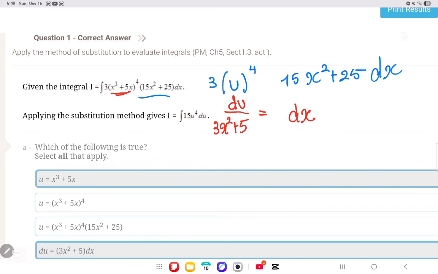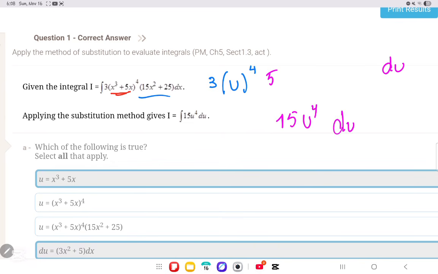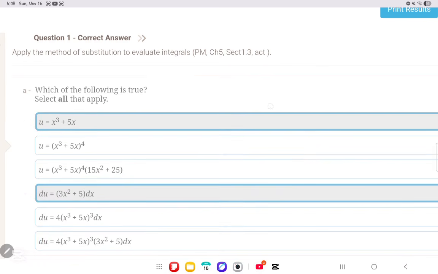So I can now substitute dx by what? I can substitute dx by du over 3x squared plus 5. Here, if I simplify it and I take out 5, I'll be left with 3x squared plus 5. So this and this cancel, they go bye-bye. And I'm left with what? I'm left with 15u to the power of 4 du. U is x to the power of 3 plus 5x, right? And du is equal to 3x squared plus 5 times dx. Yes, that is also correct.